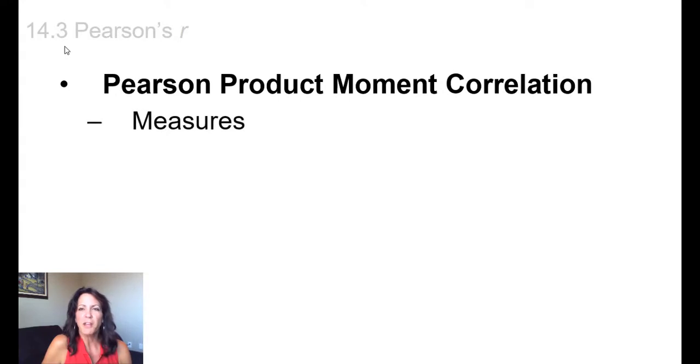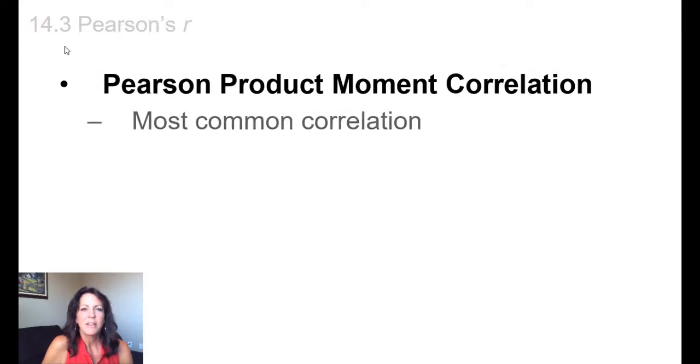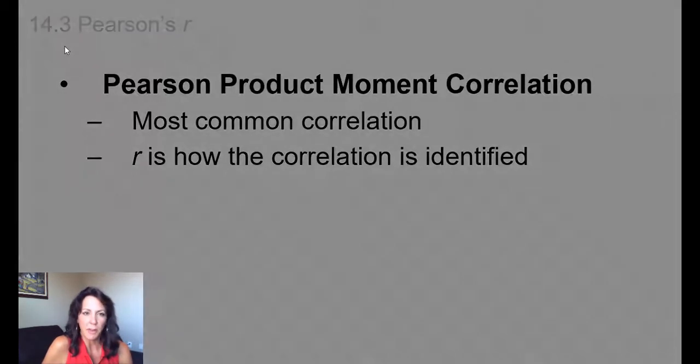So the Pearson product moment correlation measures, as we've talked about before, the degree or how strong a correlation is, and it measures the direction of the correlation when we have a linear relationship between two variables. This is what our Pearson's R tells us. So this is the most common form of correlation. There are other types of correlations, but the Pearson's R is the most common. And again, R is how the correlation is identified when we're using the Pearson formula.